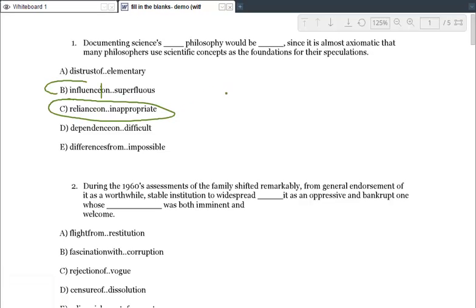Okay, so people have marked C, people have marked B. Any other option that you think can be the right answer? B. Okay, so we have another one for B.